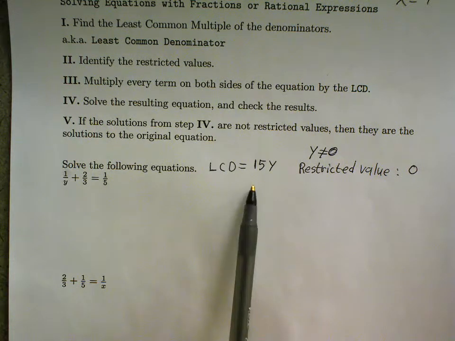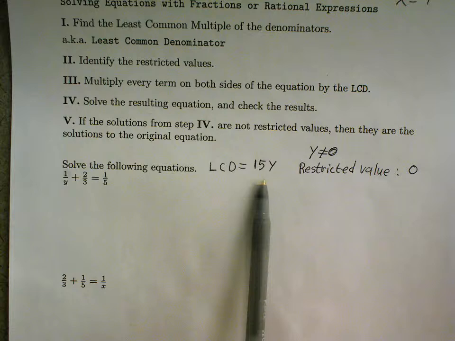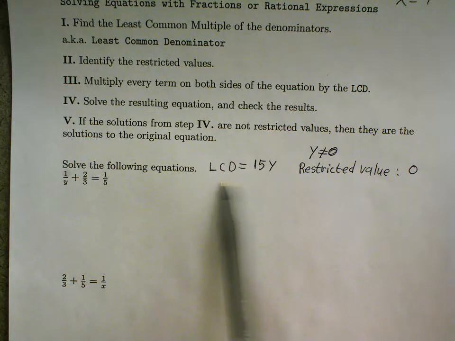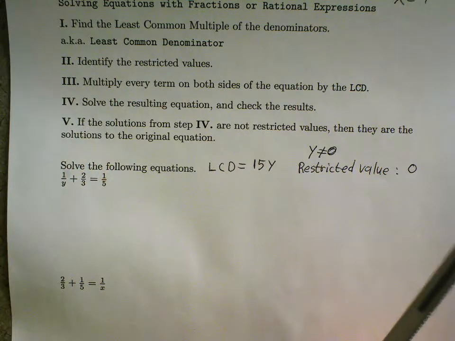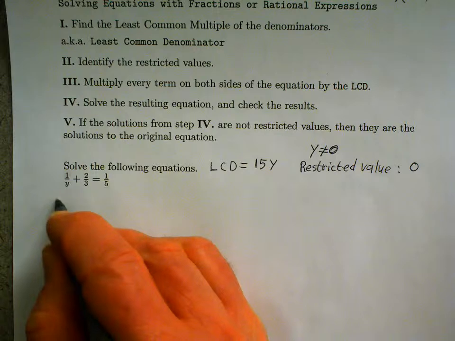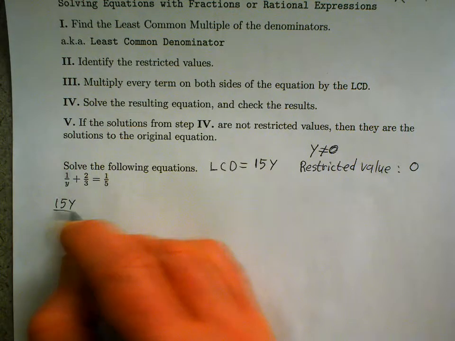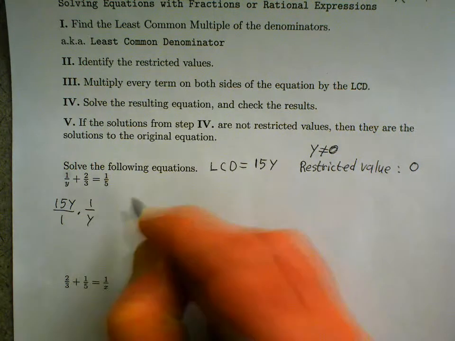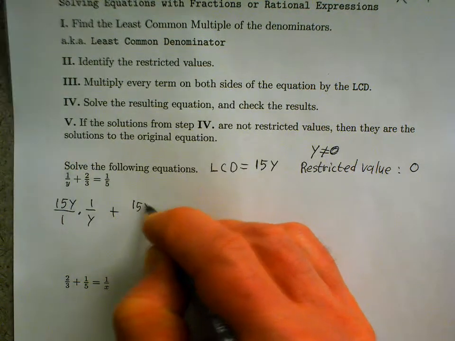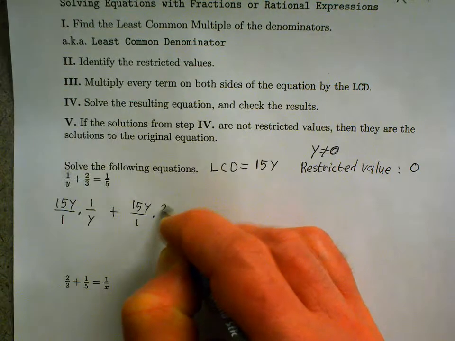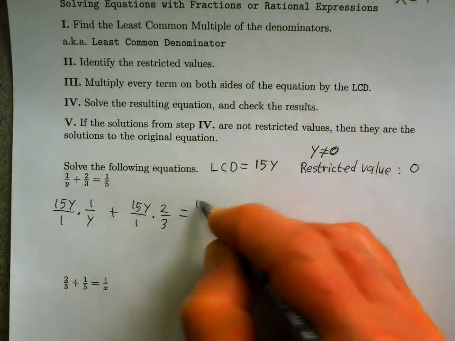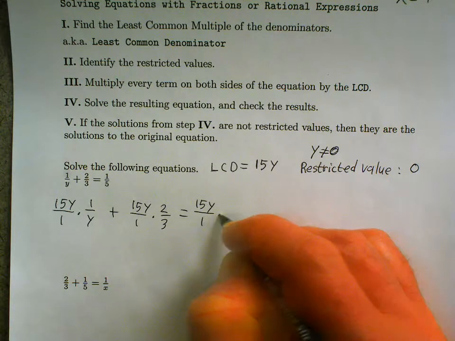Okay, we found the restricted value. We have the least common denominator. In step 3, we multiply every term on both sides by the least common denominator. So you can think of 15y as 15y over 1 if it helps. 15y over 1 times 1 over y. Then multiply that by the next term, 15y over 1 times 2 over 3. And on the right-hand side, 15y over 1 times 1 over 5.